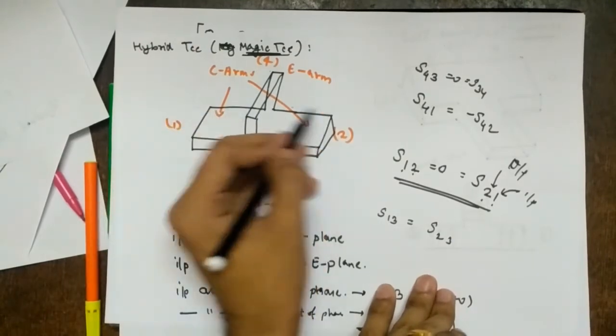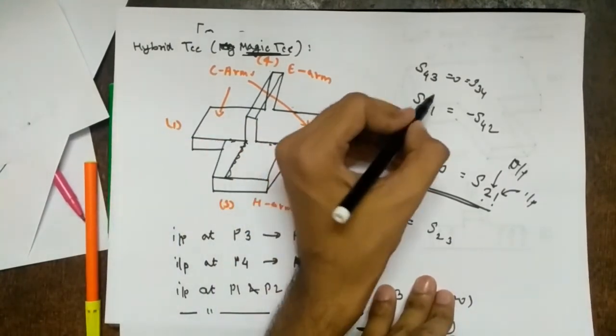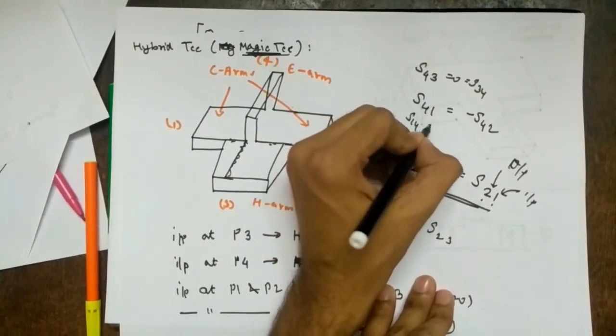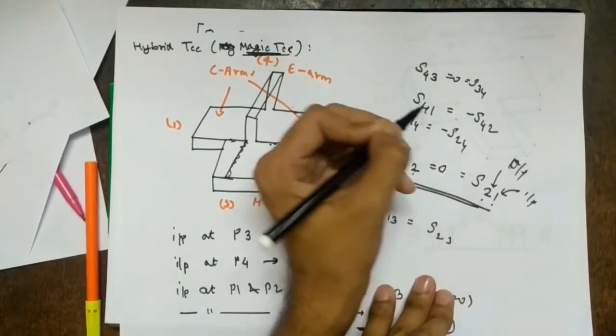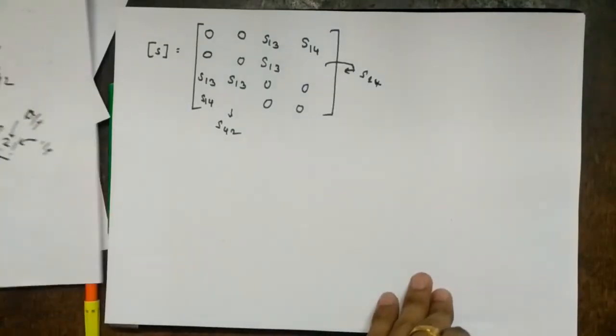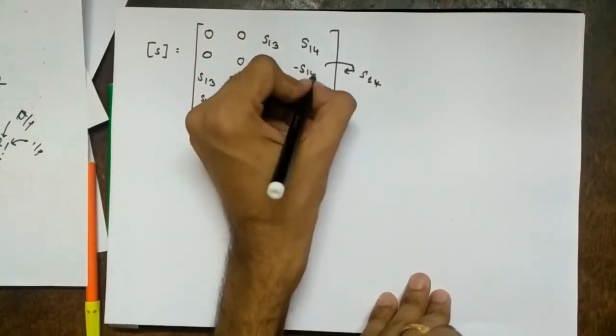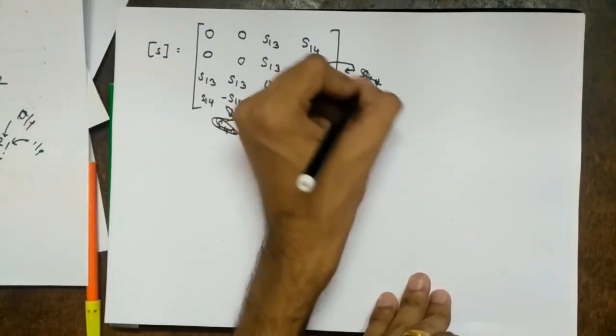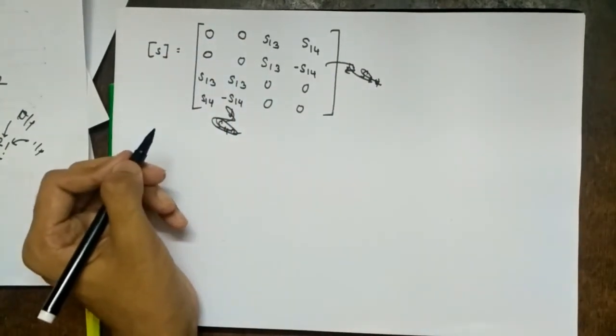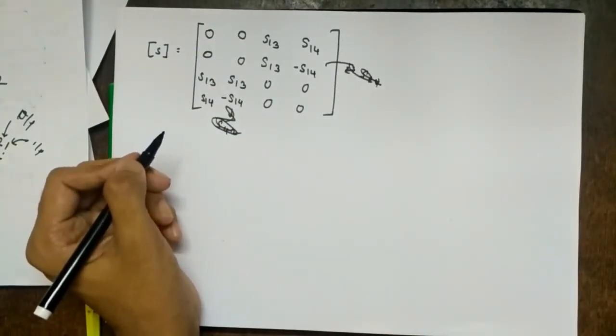Why? Because E plane T divides out of phase, right? Means I can say S14 equal to minus S24 also because it is reciprocal. So this will be minus S14. This is also minus S14, right? So this way we have done. Let's proceed further because we have to find the other things also.